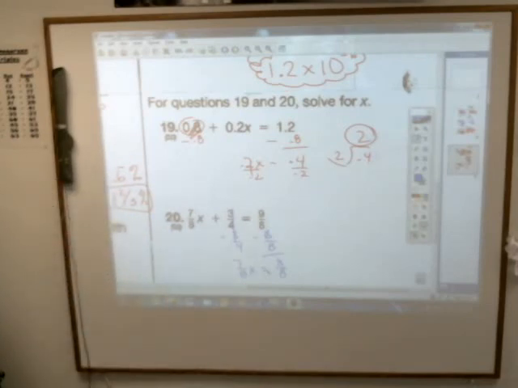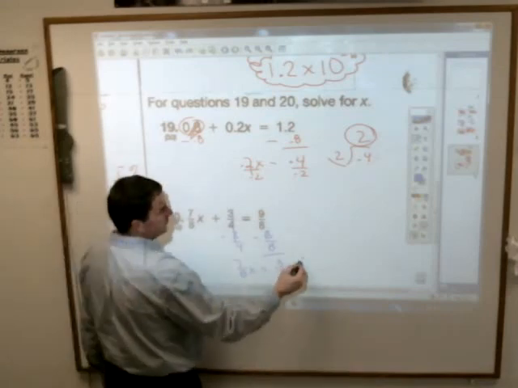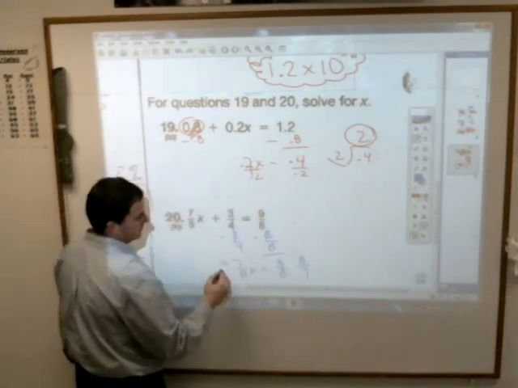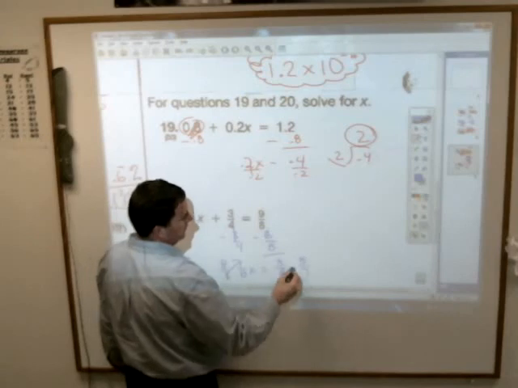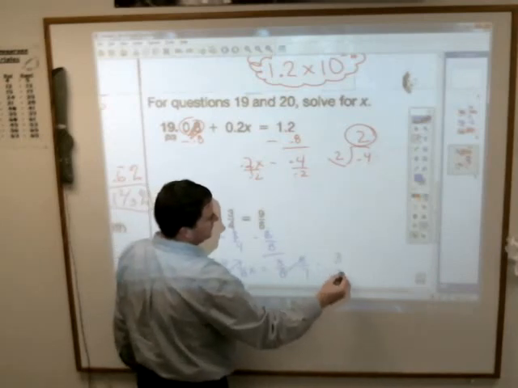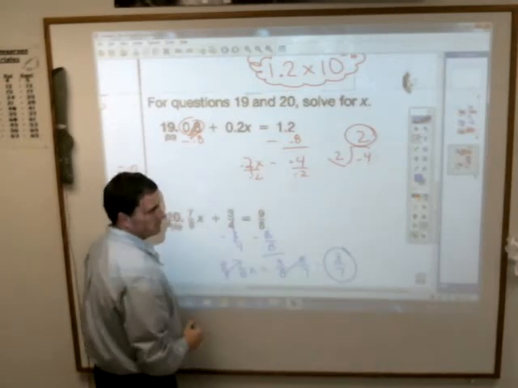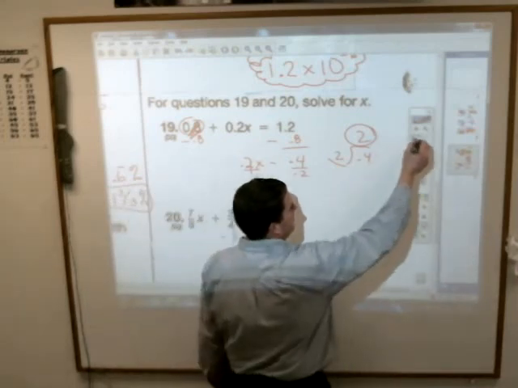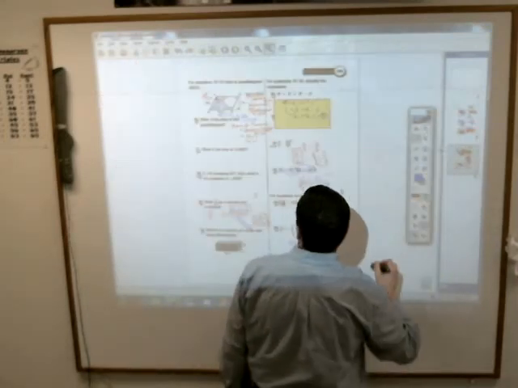How do I get rid of a fraction in front of a letter? I just flip and multiply. This becomes 8/7. These all cross off. You're left with 3/7 as your answer.